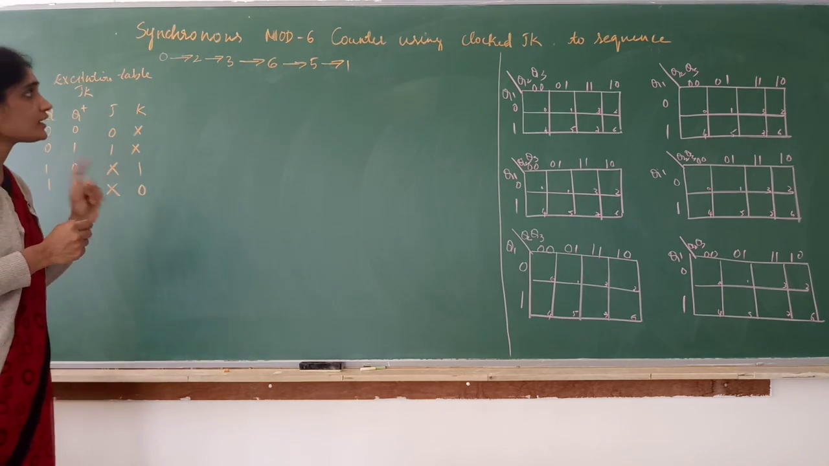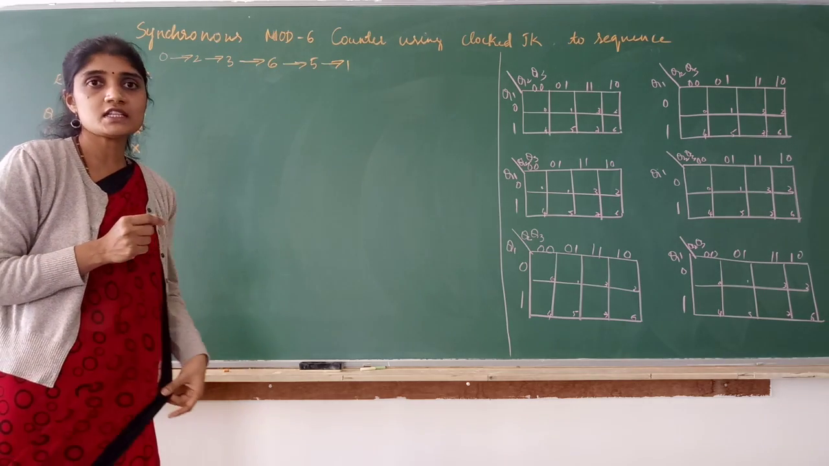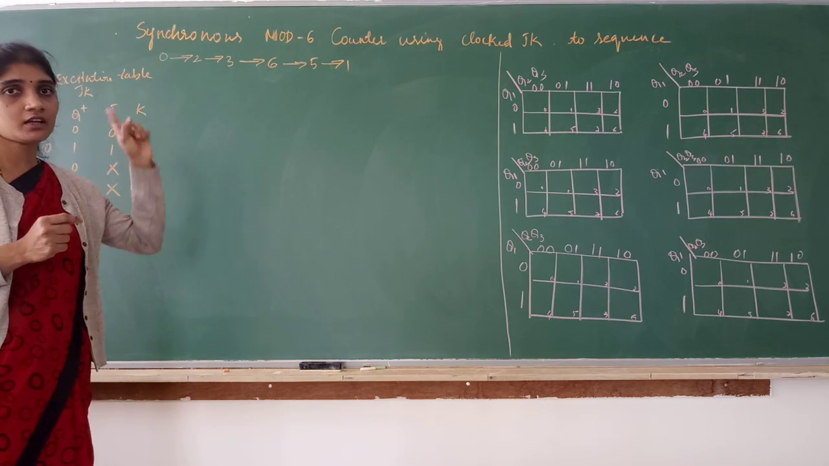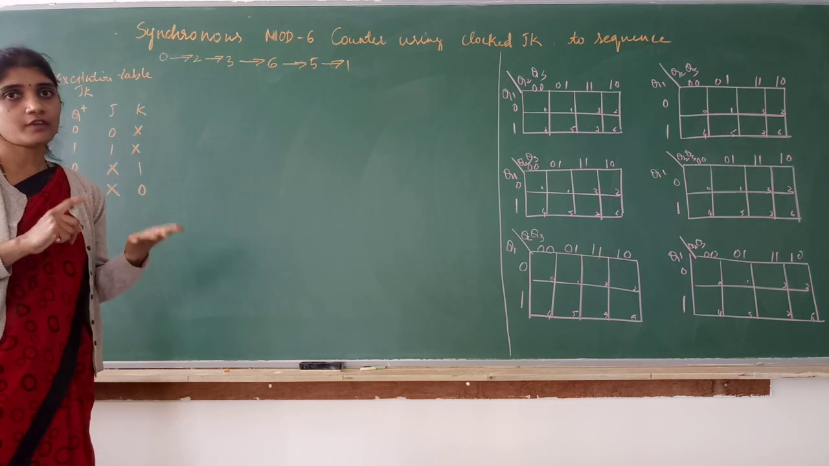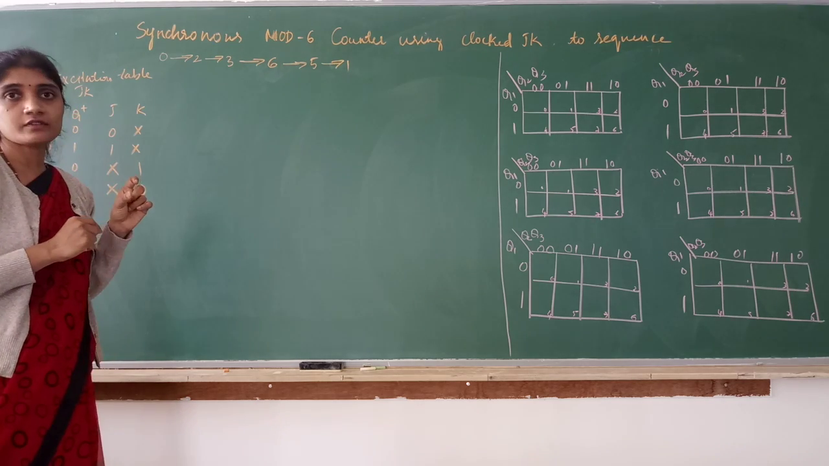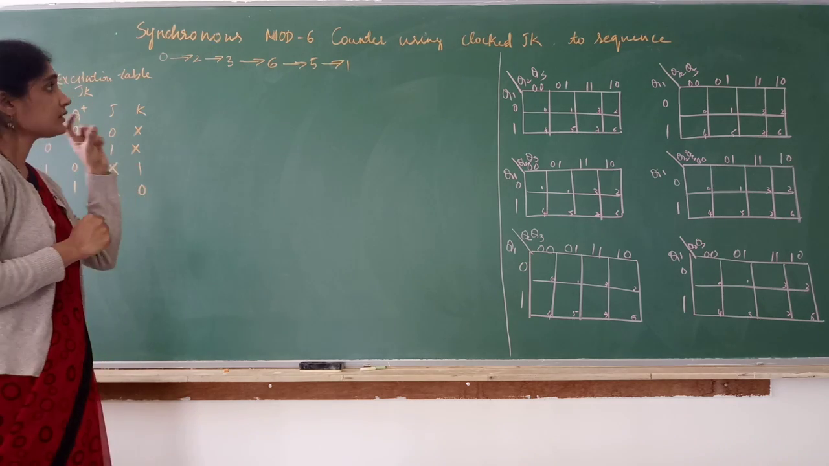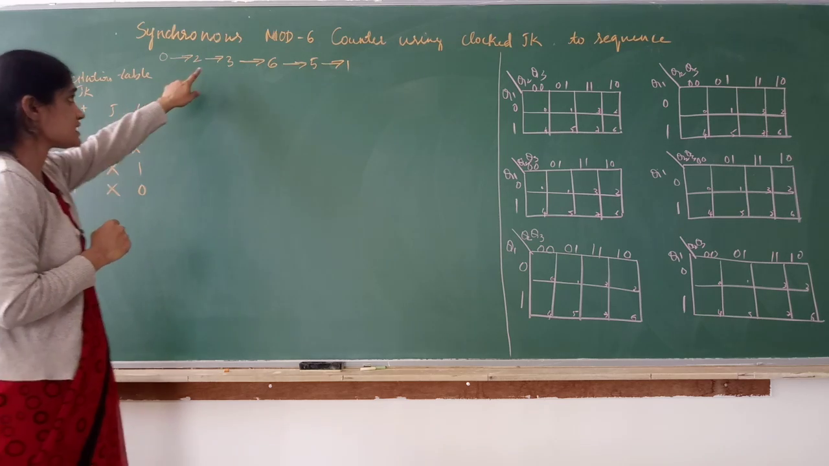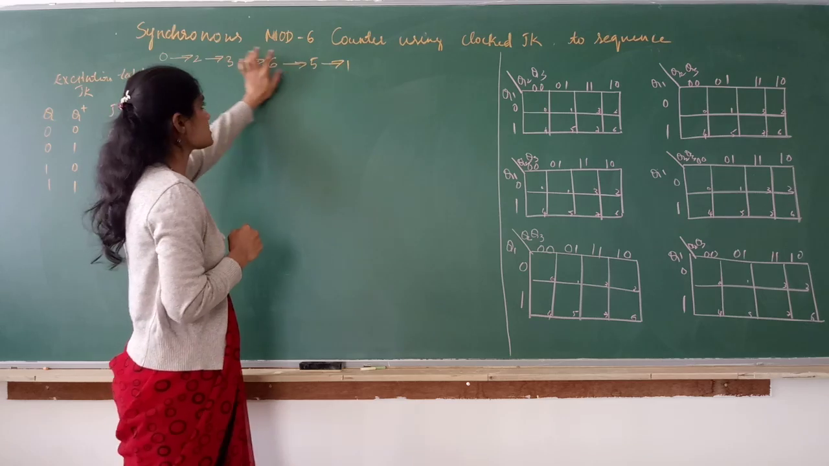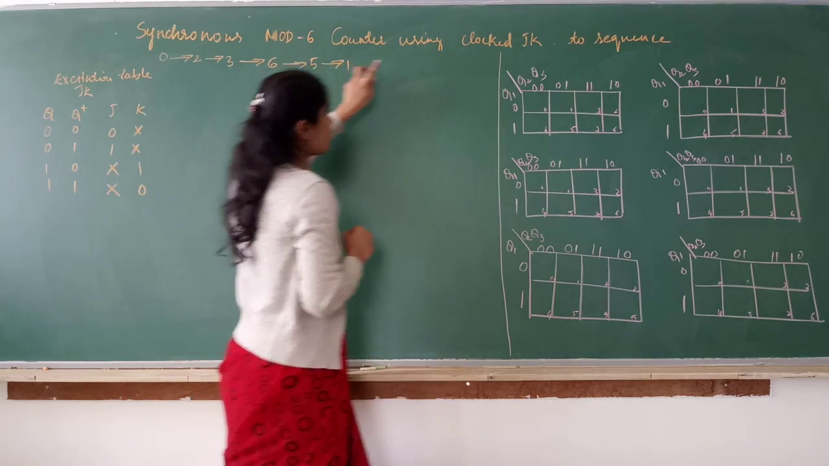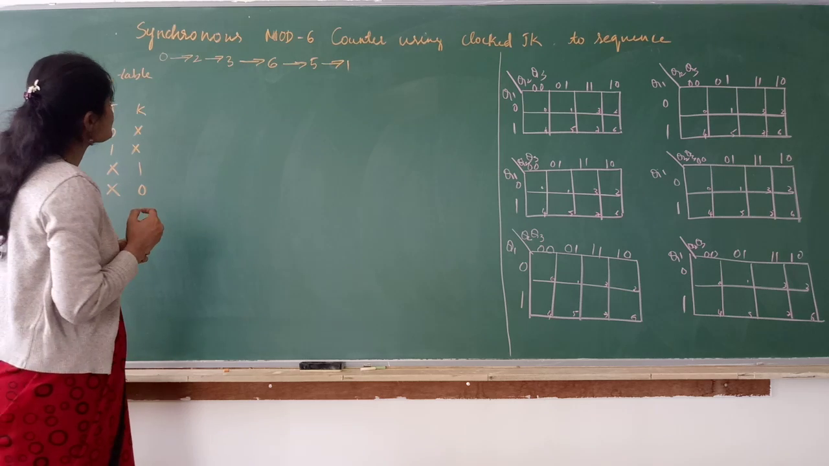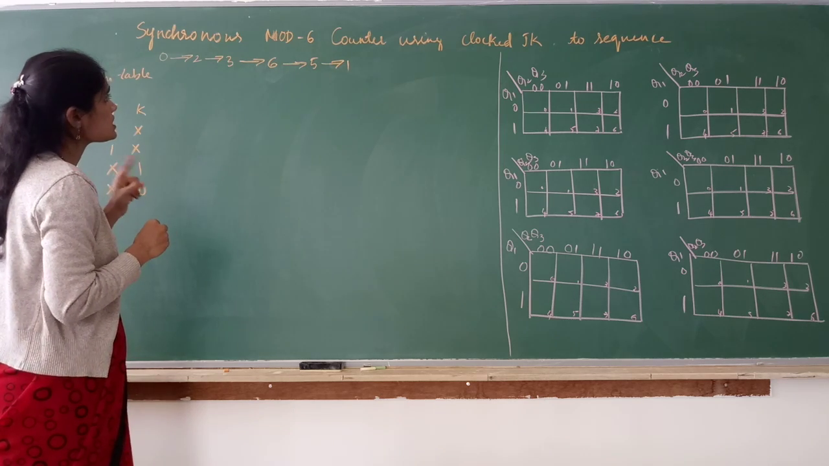Last class we designed a mod 6 counter using D flip-flop, where the sequence was not given. The sequence we took was 0, 1, 2, 3, 4, 5, correct? In that problem, flip-flop type was given, modulus was given, but they had not given us the sequence. But here I am taking a problem: a synchronous mod 6 counter using JK flip-flop, and the sequence is also given. So what is the sequence they have given? 0, 2, 3, 6, 5, 1.